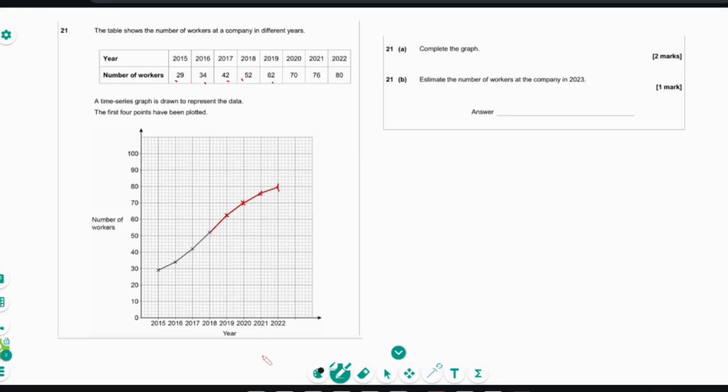Estimate the number of workers at the company in 2023. Okay, so we know it's definitely going up here. I have looked to check what's the range of values you can have in your answer, because you can have quite a lot of values. And it's slowed down, but it's still going up quite considerably. So I'd say 84. But you'd have the mark for writing anything between 82 and 90.